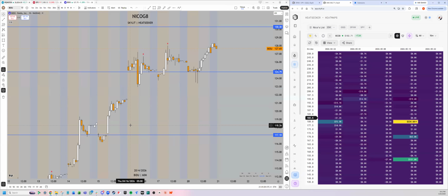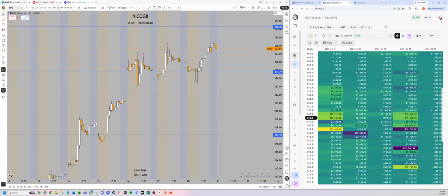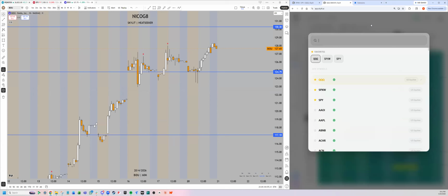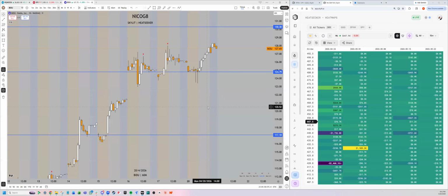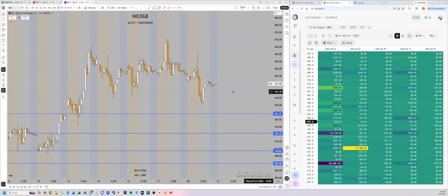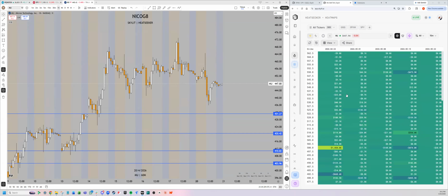Can you help me understand with GFS, MU, or SNDK? Yeah, sure. I don't think GFS is on it. Yeah, GFS isn't. Yeah, MU and SNDK, sure. All right, so let's see here.